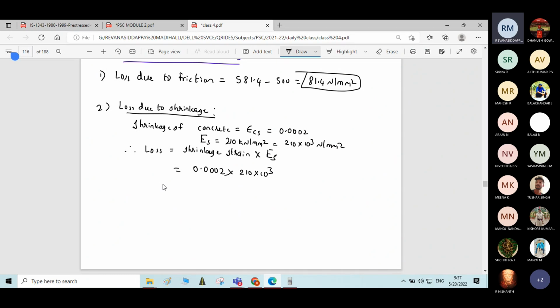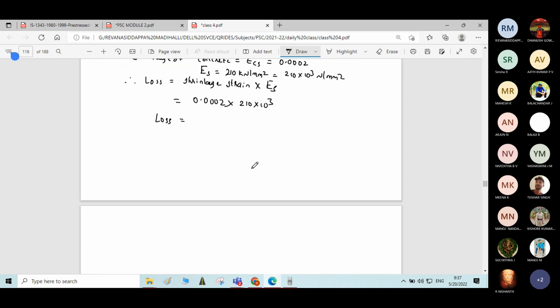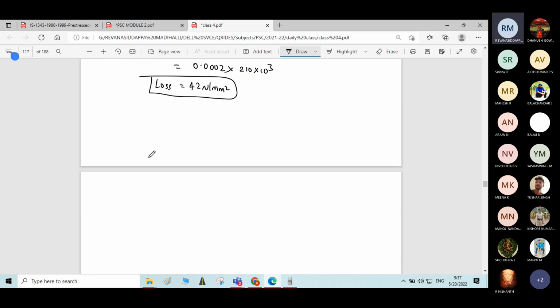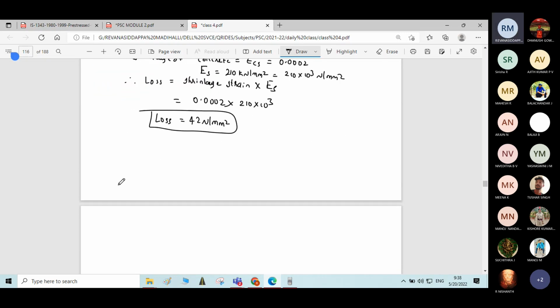By this, you will get loss due to shrinkage. Please calculate the answer. And the answer, please cross check, is 42 Newton per mm square. Then loss due to shrinkage is over. Next you calculate loss due to creep.